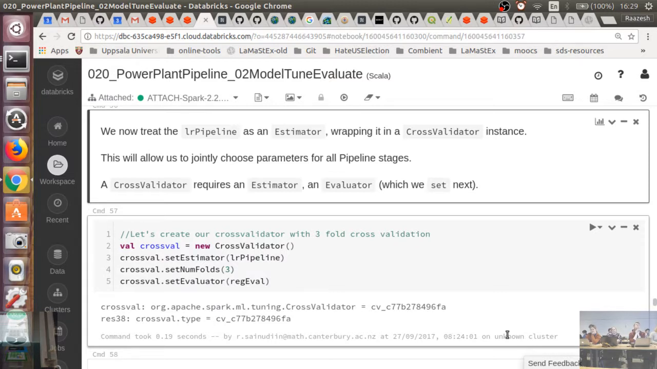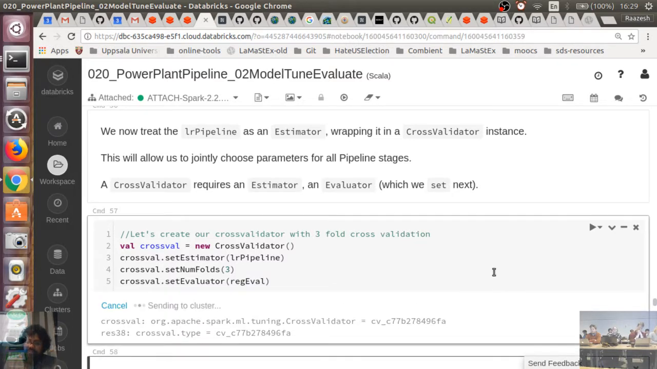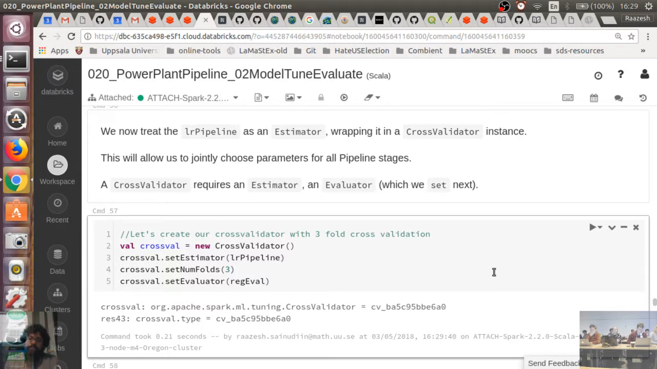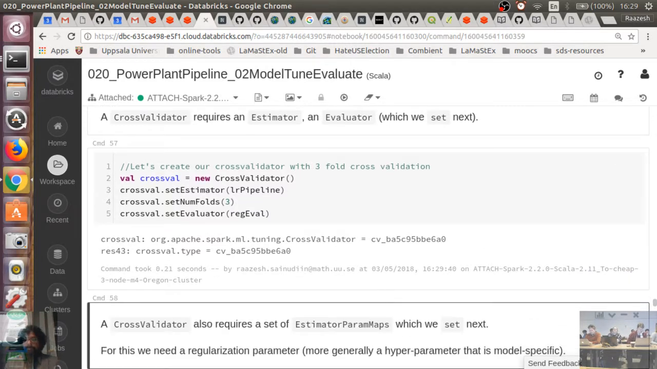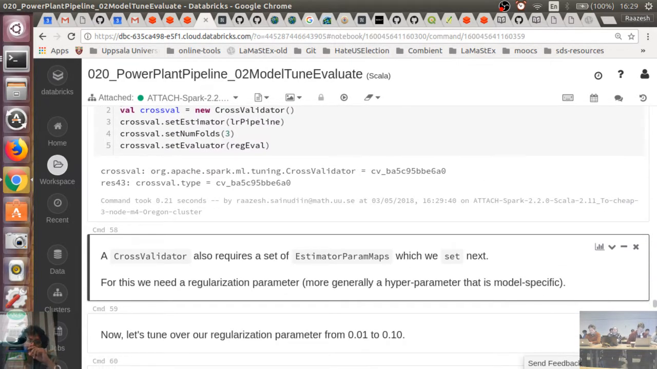So this is a way of simply using the training data itself, different subsets of it, and holding off things in it. And this is another standard way of finding out the hyperparameters. Okay. So a cross-validator also requires a set of estimator parameters, which we set next.